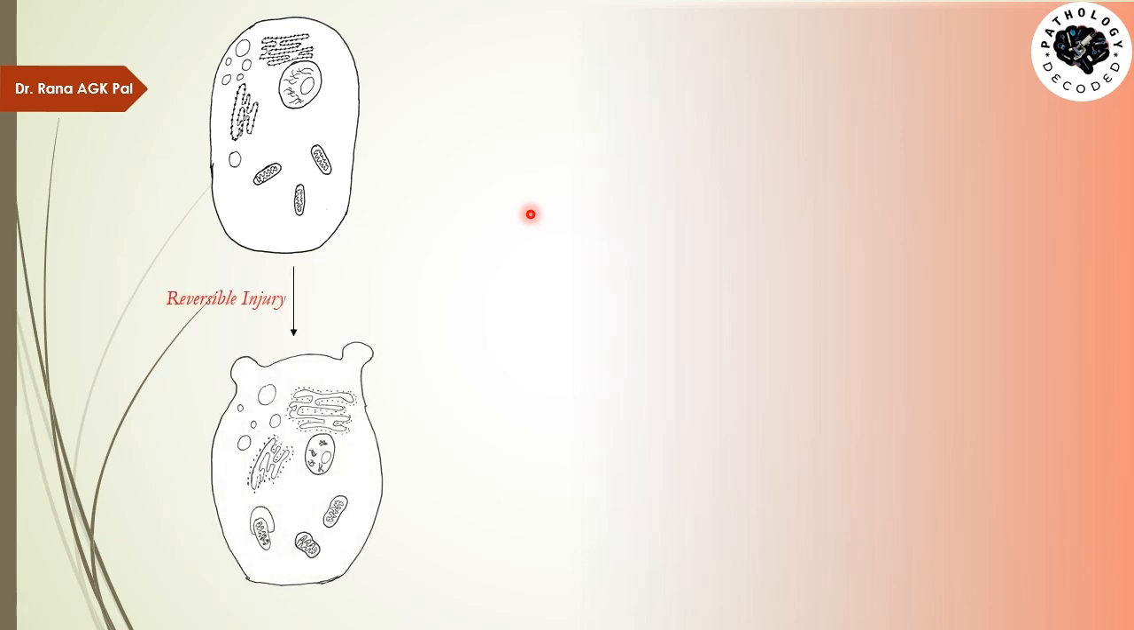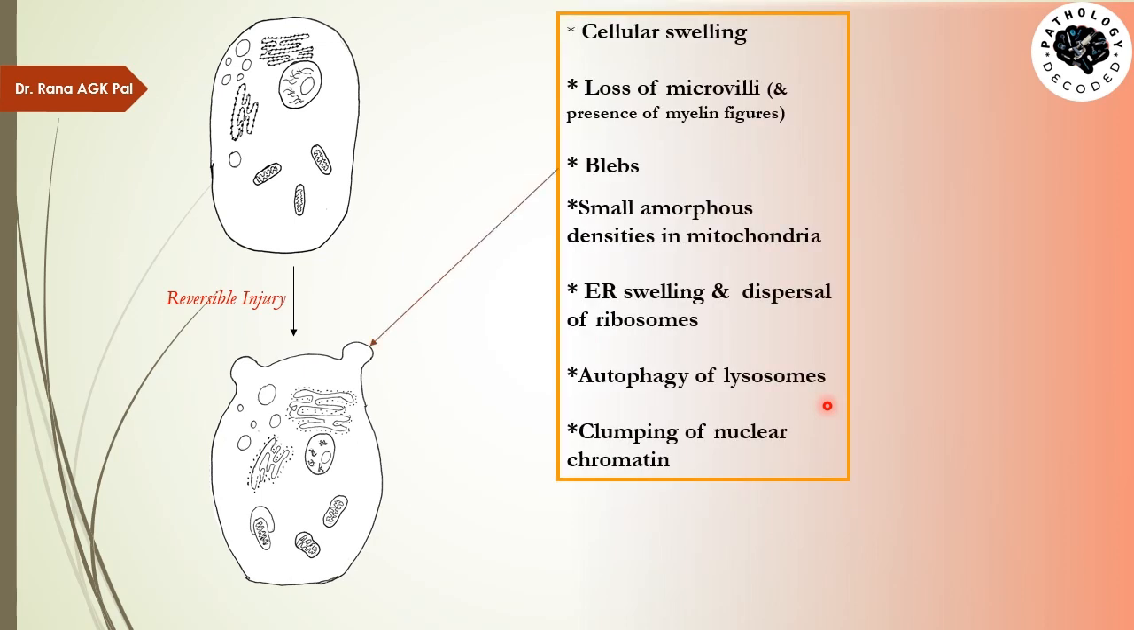So if we have to see diagrammatically, we have here a normal cell which has a nucleus and which has the mitochondria, endoplasmic reticulum, and the cytoplasmic vacuoles. Now whenever this reversible injury occurs, one thing, the cell becomes bloated, it becomes swollen, and the membrane starts outpouching outside. These are called blebs. So first of all, there is cellular swelling and microvilli get damaged, and there is formation of the blebs.